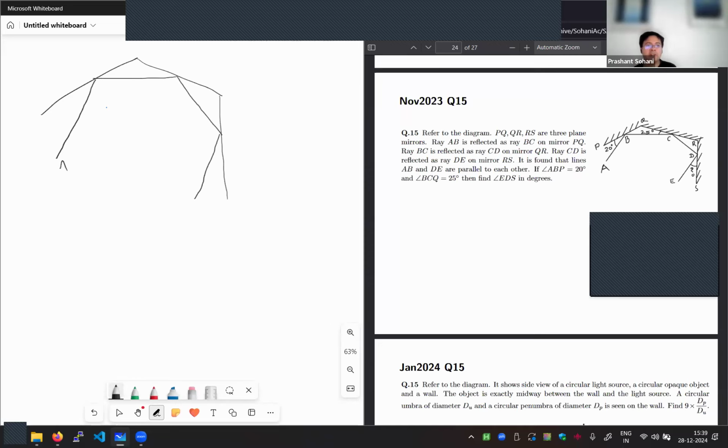Okay, so what is given is that we have this ray of light which is bouncing across multiple mirrors, like what they have shown. And finally, what they are saying is at the end, the final ray is parallel to the initial ray. Okay, and we are given some angles.